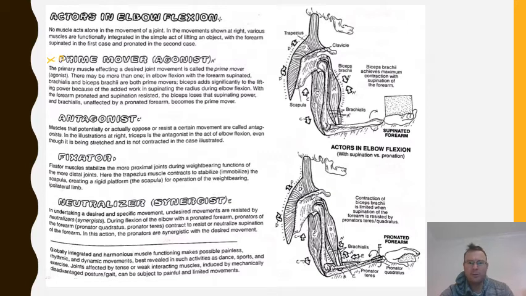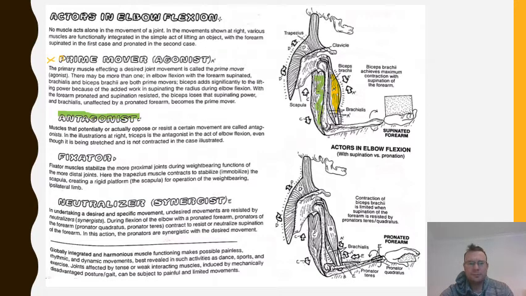So here we've got prime mover. Let's go a little bit bigger for me. Might be too big. Oh no, works perfectly. There we go. So what you can see is in A, that's my prime mover. So in elbow flexion, the prime mover is the bicep, and I'm just colouring in the antagonist there.